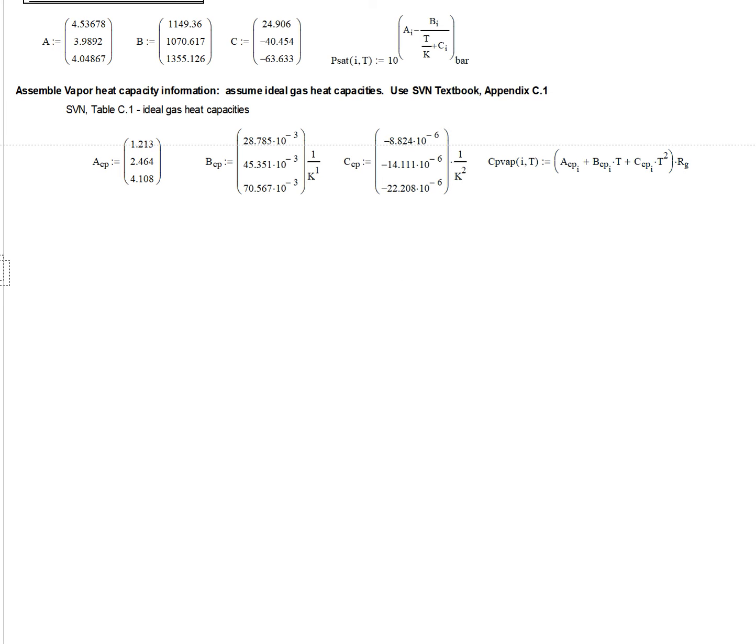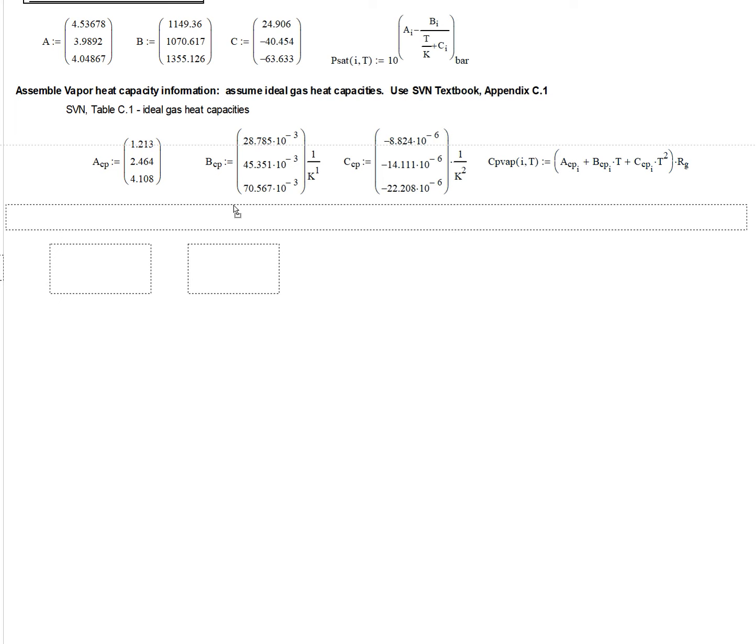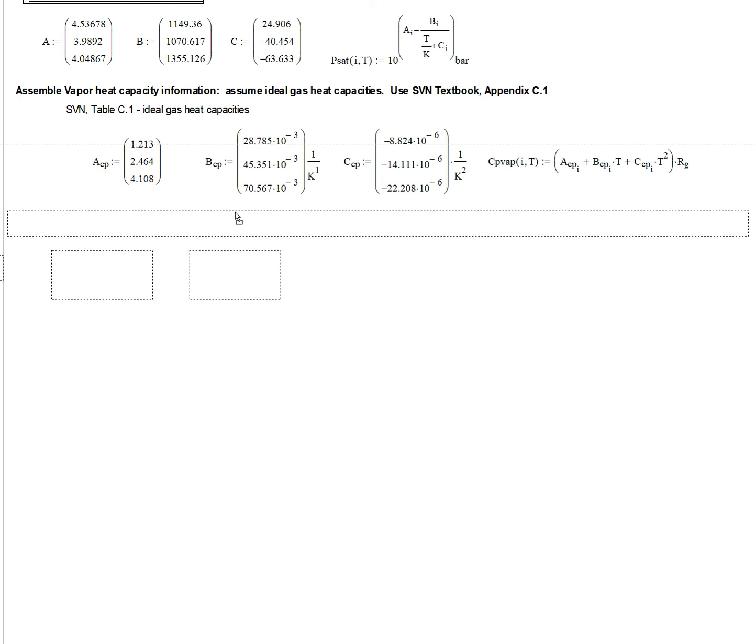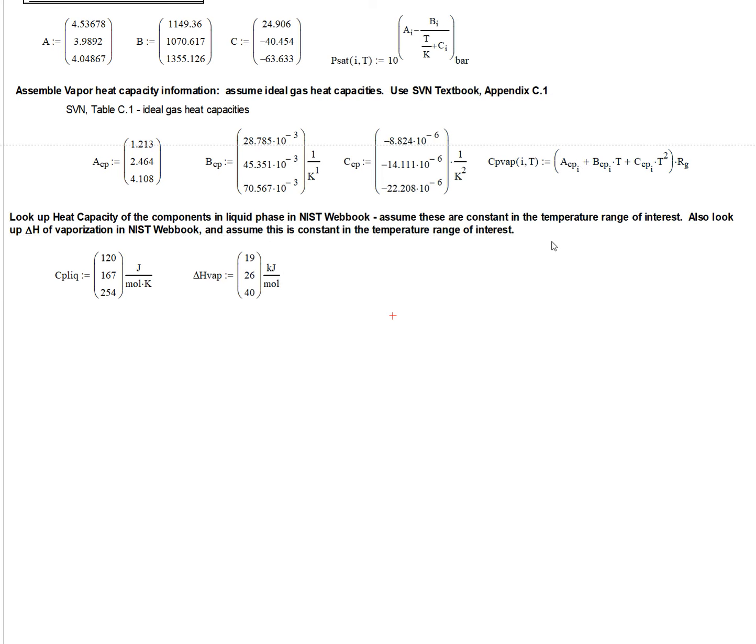Another material property we're going to need is the heat capacity of the liquid phase. And note that our heat capacity in the vapor phase is going to be dependent on temperature, and so this is going to be the temperature in the flash drum that we will use.